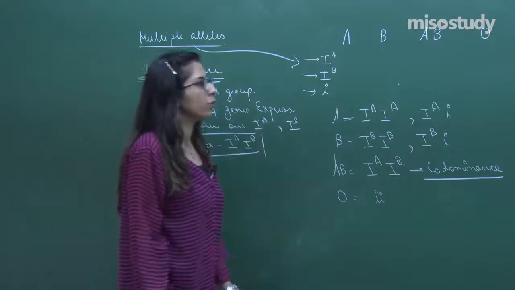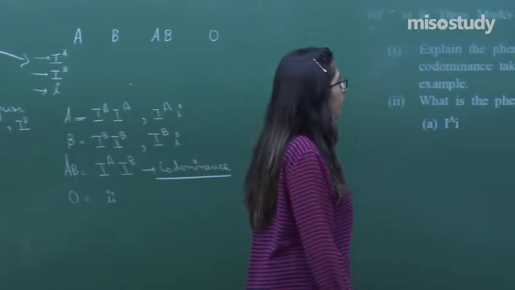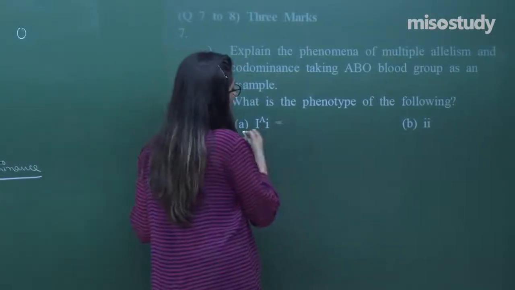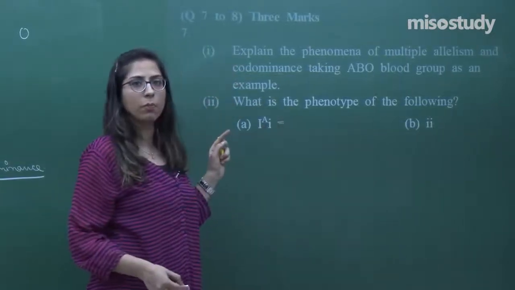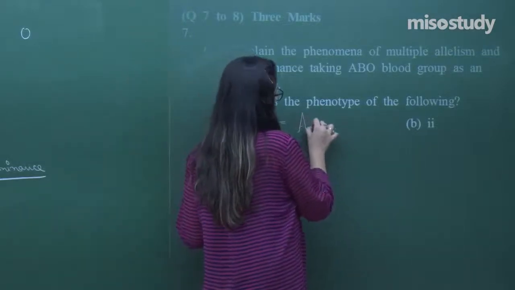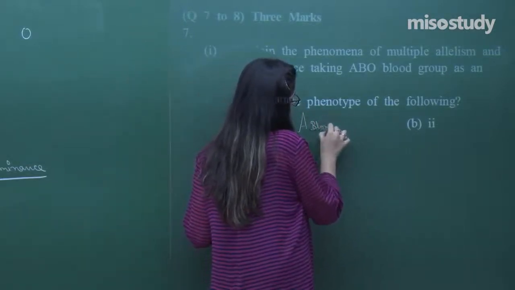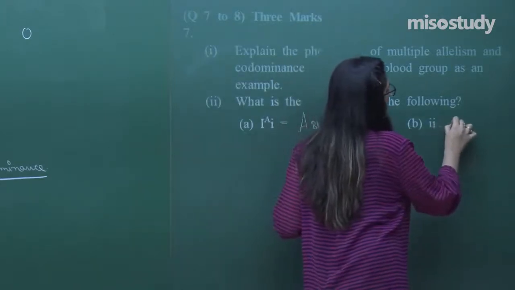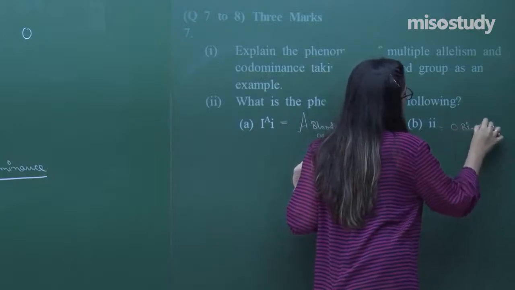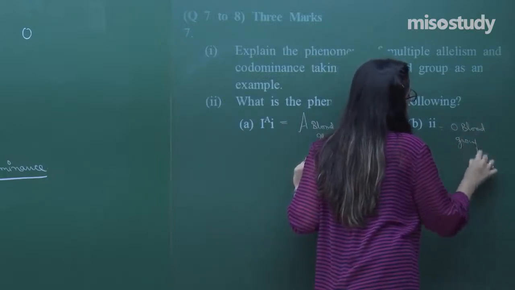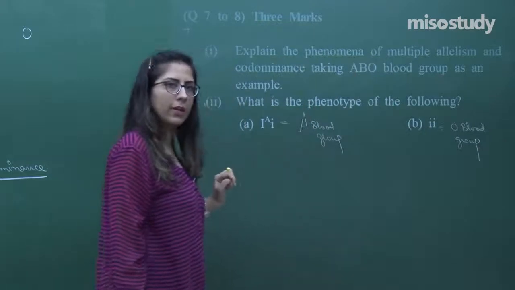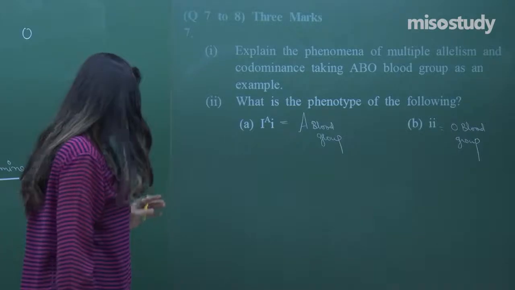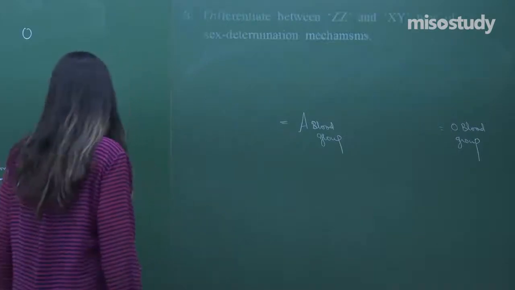Right. Now, come back to the question again. What is the phenotype of the following? We have to explain about the phenotype. In this case, such an individual will have which blood group? A blood group. Whereas, the other will show O blood group. O blood group, right? So, for question number 7, this is the correct answer. This is how you have to attempt. Let's proceed towards our next question.